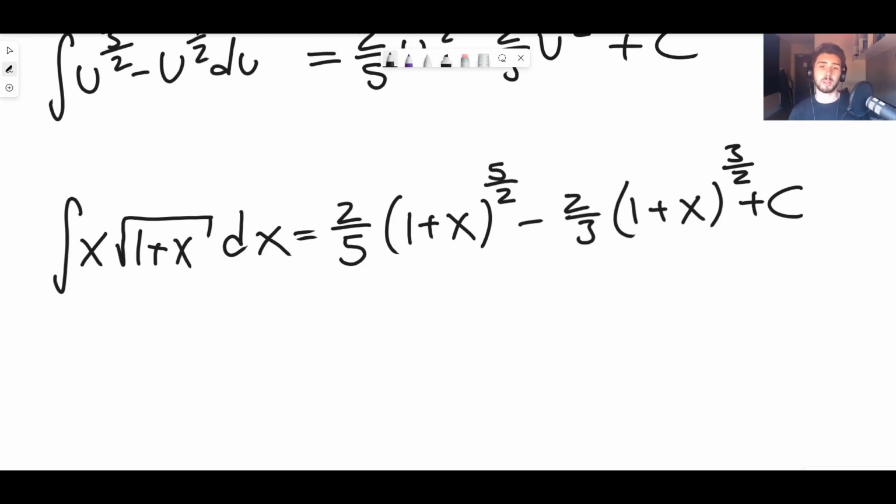So it looks, oh, it's actually quite a complicated one. Yeah, it is. I suppose it is. But that's how you would do that with substitution.